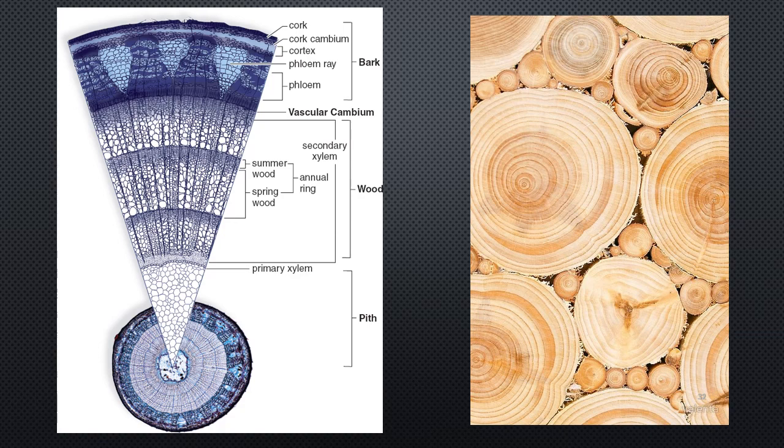So in our image here, we have springwood. You see how large those vessel elements are? That's produced in spring because of lots and lots of water. As summer approaches and water is more scarce, the elements are narrower and have thicker walls. So that's right here, our summer wood. And then fall concludes the season with very thick walled fibers.